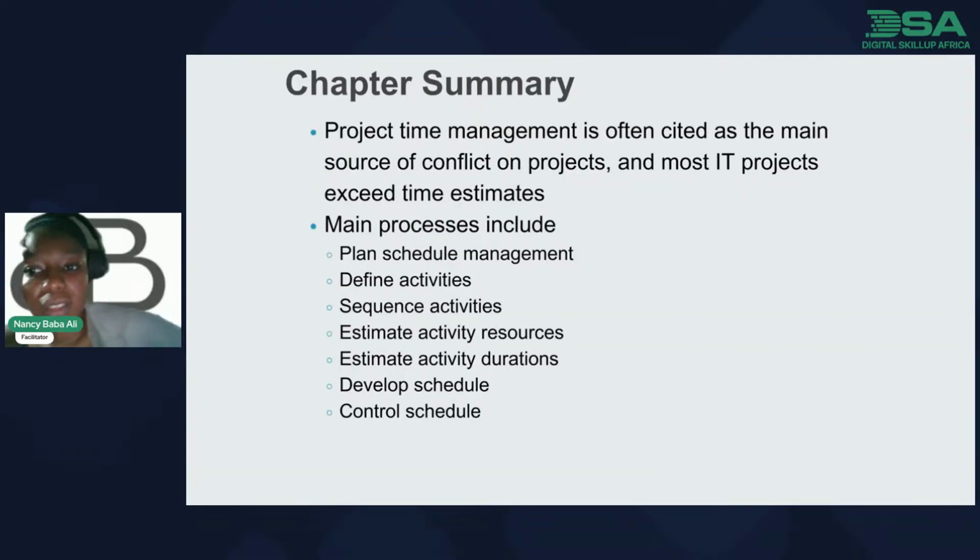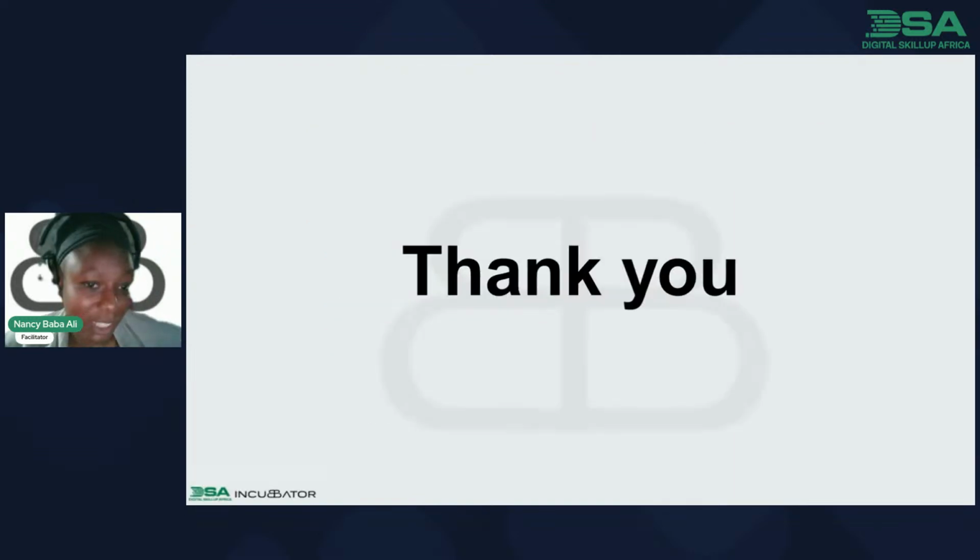And then the chapter summary is the last slide. Project time management is often cited as the main source of conflict in projects, and most IT projects exceed time estimates. Main processes include plan schedule management, define activities, sequence activities, estimate activity resources, estimate activity durations, develop schedule, control schedule. So after this is the last slide.